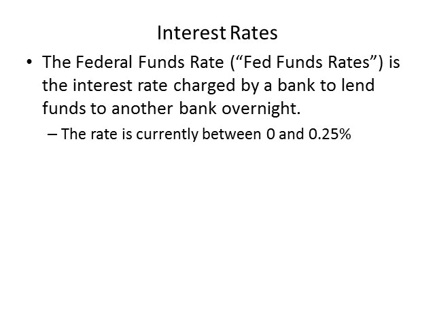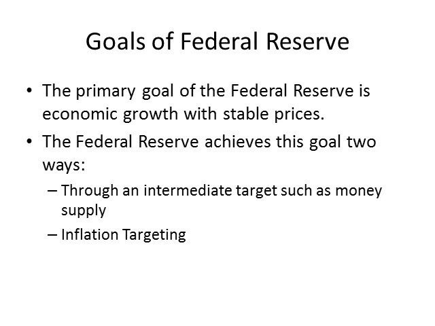The federal funds rate is the interest rate charged by a bank to lend funds to another bank. The rate is currently between 0 and 0.25%. The goal of the Federal Reserve is economic growth with stable prices. The Federal Reserve seeks to achieve this goal through an intermediate target such as the money supply or inflation targeting.